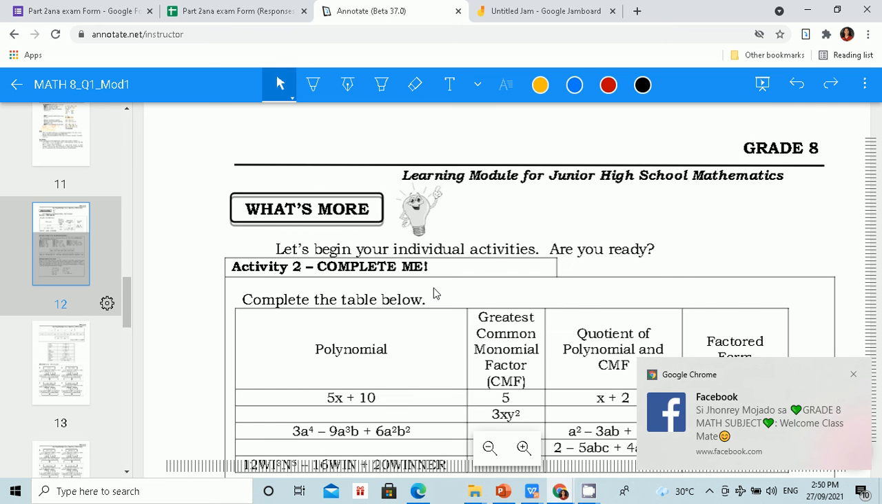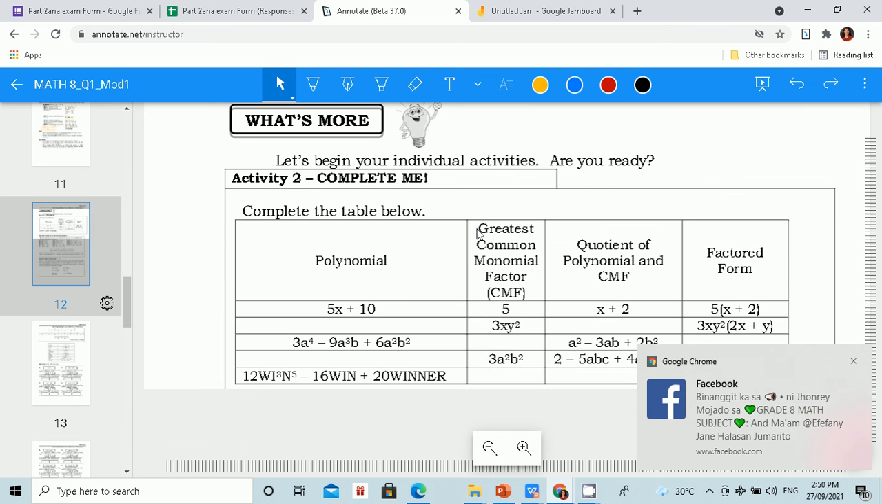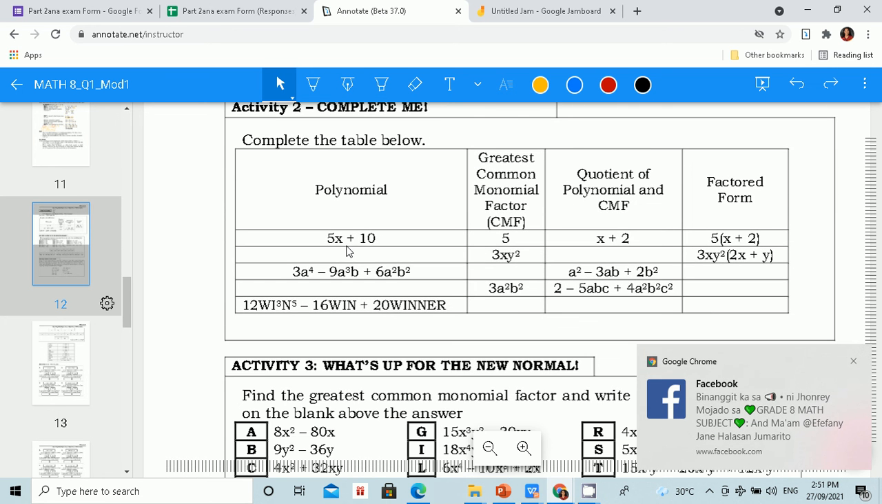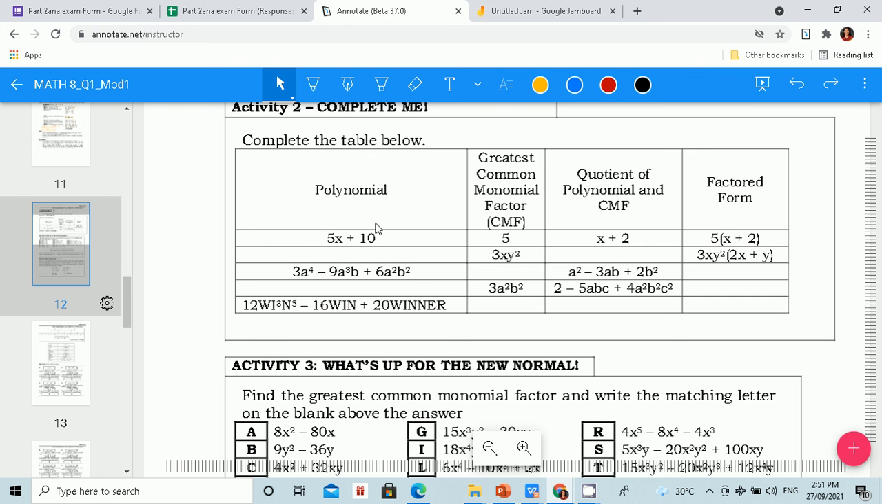Now, alright, let's begin your individual activities. Are you ready? So this time we have four columns. We have the polynomial, the GCF, then the quotient of polynomial and GCF. Then we have the factored form.